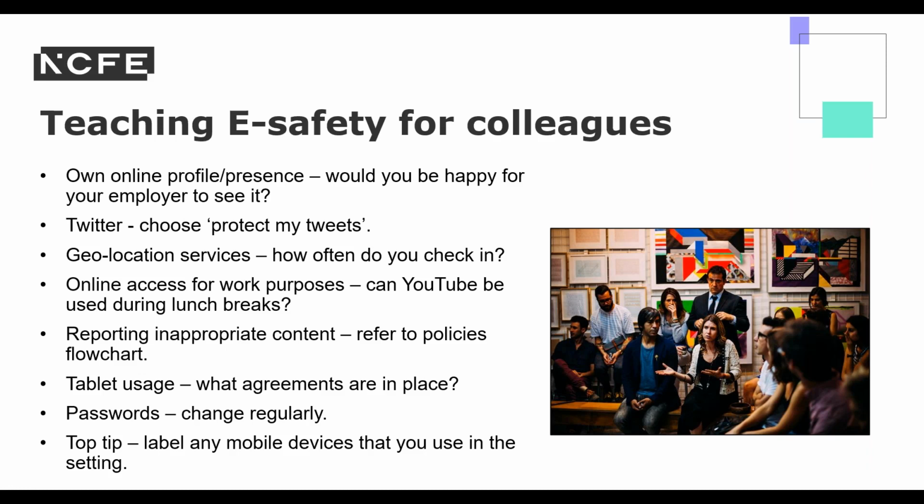For example, on Twitter, choosing 'protect my tweets' so you can choose who follows you is important. Geolocation services: how often do you check in? Could somebody know your daily routine or where you take your children on a regular basis? Online access for work purposes: do they discuss the rules for websites? Can they visit them on work devices? Is it clear whether Facebook or YouTube, etc., can be used in lunch breaks? Sometimes settings don't have that private space, so it's really important to consider where you use your phone at work.